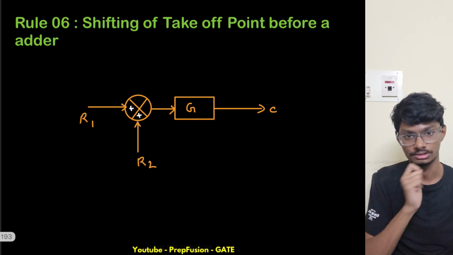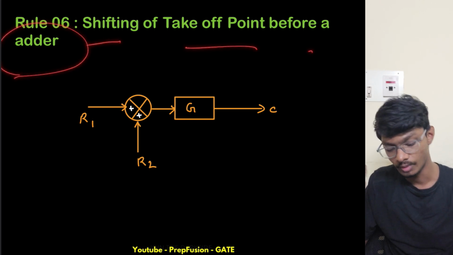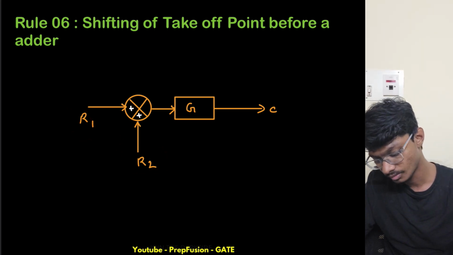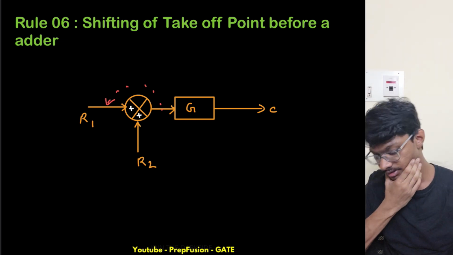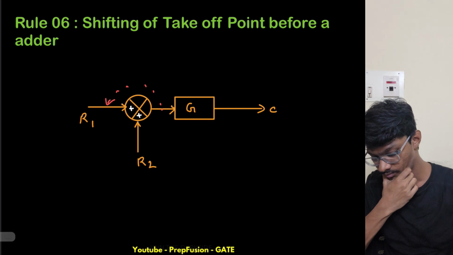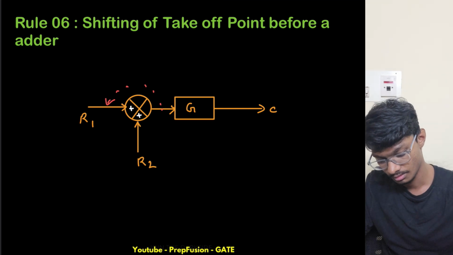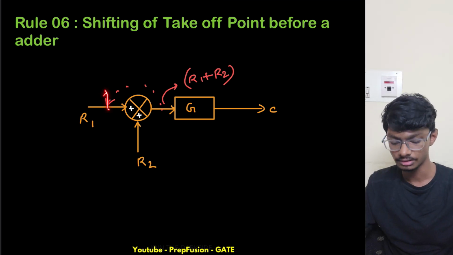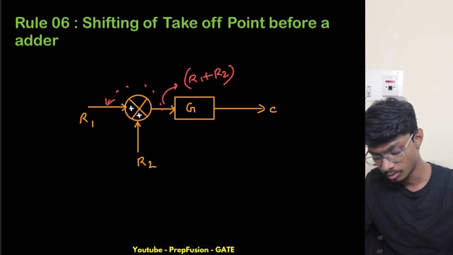Now let's do rule 6. Rule 6 is shifting of takeoff point before an adder. Now adder, I hope you know that we are adding two variables. We have to shift this takeoff point before an adder. So how will I shift it? What is the output here? The output here is R1 plus R2. So if I take some point from here, that should also be R1 plus R2. So I will need one extra adder, because what is the output currently here?